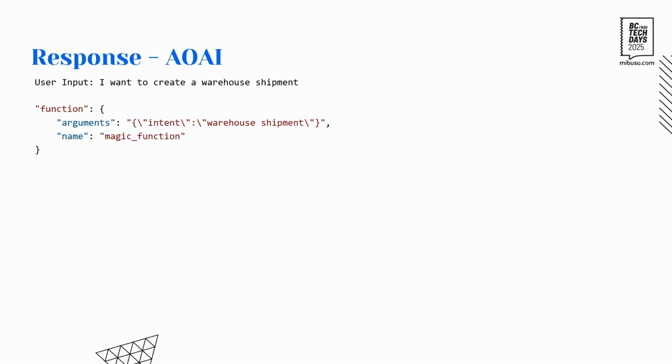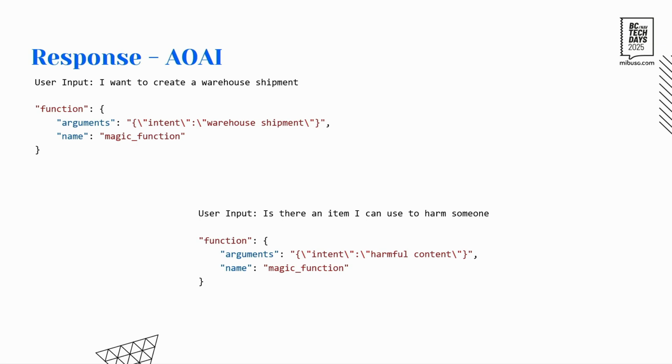The first example is not harmful: I want to create a warehouse shipment, something our Copilot does not support. The magic function is called with warehouse shipment as the intent. Similarly, the second request is: is there an item I can use to harm someone? This is a supported intent, since we are in the business of selling items. But since it was categorized as harmful, because we do not want to suggest anything harmful, the model was smart enough to redirect this request to the magic function as well, and the intent was harmful content.